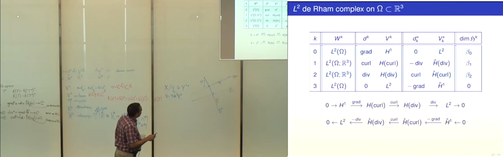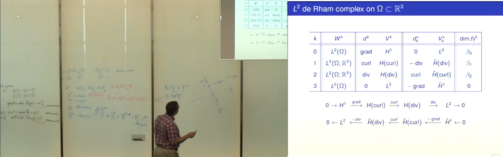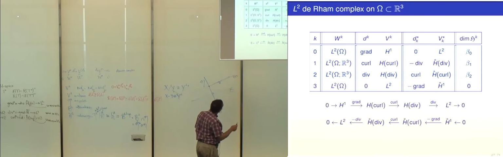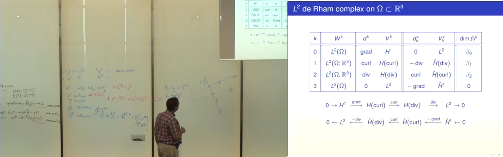Then the harmonic forms are isomorphic to the cohomology, so we know these are finite dimensional spaces sitting inside the intersection. Well, the first ones are sitting inside the intersection of H1 and L2. The next ones are in H curl and H0 div and so forth. And their dimensions are the Betti numbers, so the number of connected components of the domain, the number of tunnels through the domain, the number of voids inside the domain, and 0 for the last one.